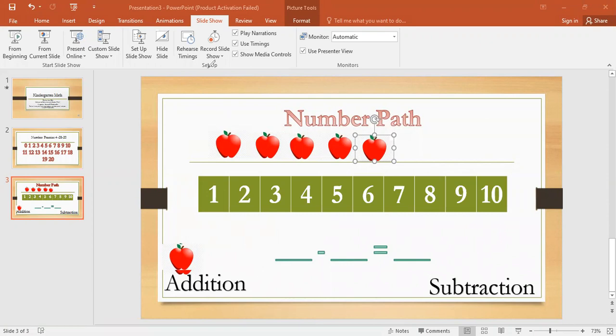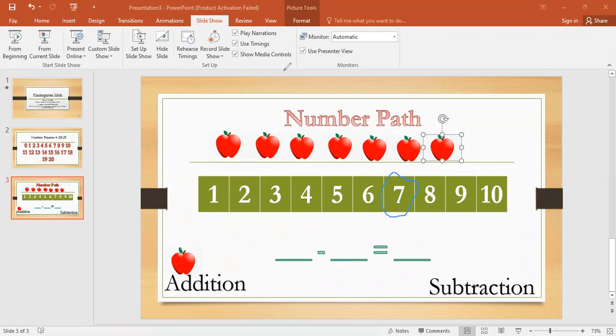All right, so we're going to start with 7 apples. Please go ahead and count with me to make sure that we have 7 apples. 1, 2, 3, 4, 5, 6, 7. So we have 7 apples. So I am going to go ahead and circle the number 7 because I have a total of 7 apples.